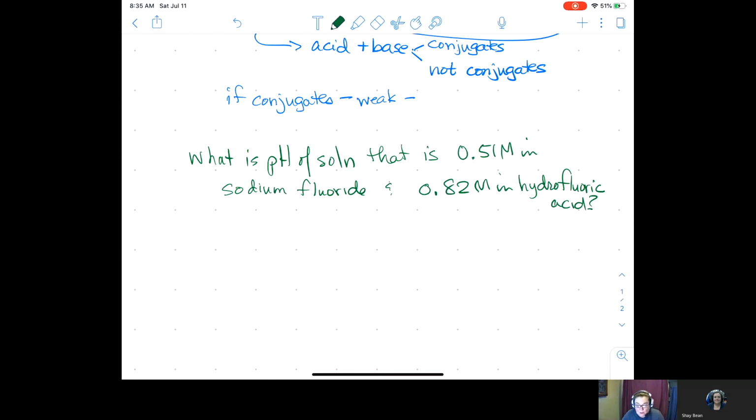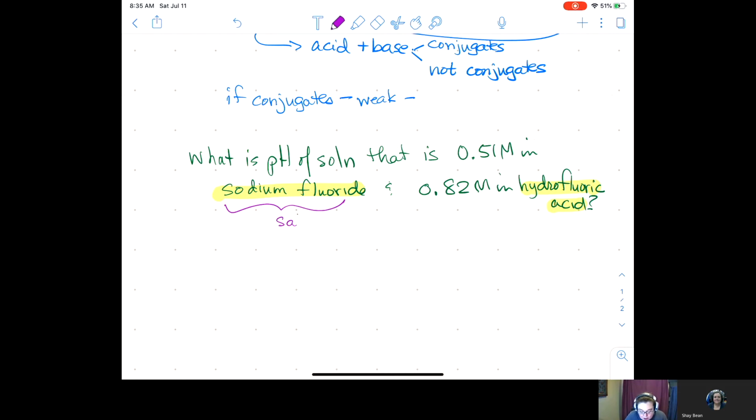Okay, so I'm working it with these numbers. When you pull up your practice set, it will not be exactly these numbers. So what is the pH of? You'll notice that we have two things in our container. We have sodium fluoride and hydrofluoric acid. So the first thing we do is identify it.